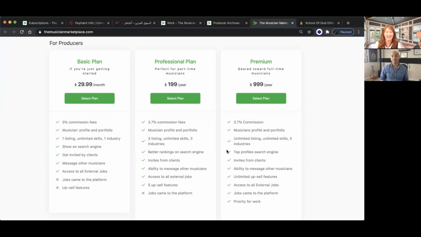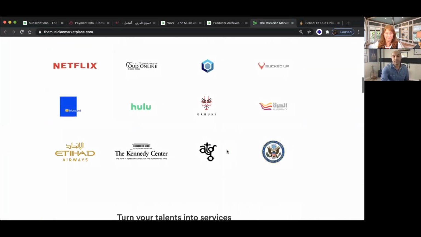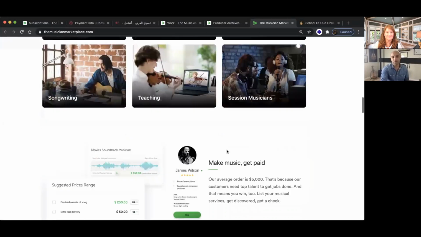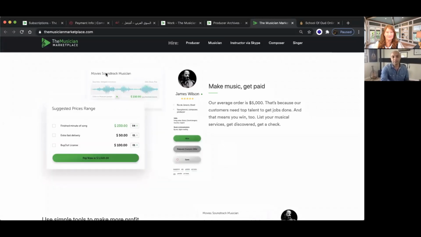But they have tremendous tools with it, and people are working with us and making music and getting paid. They list their music for the pricing they want. For example, a producer who produces jazz music will show up in the search engine under jazz music. It's more like LinkedIn for musicians.